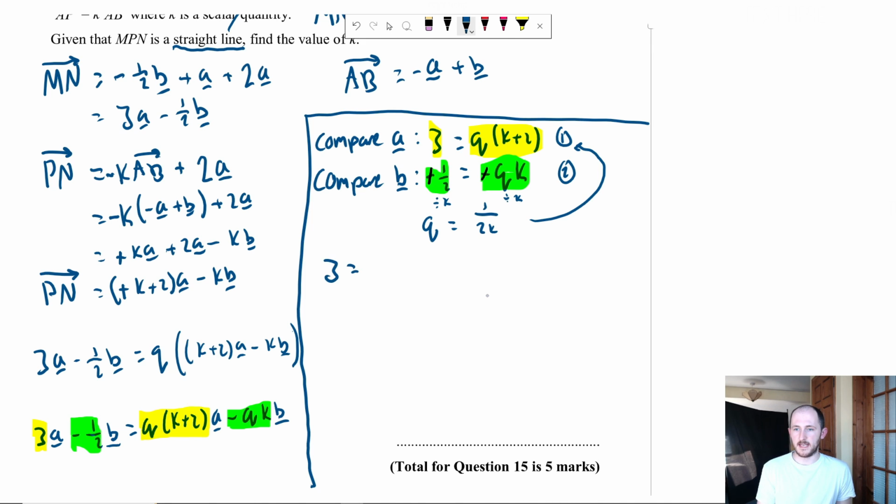So I get 3 equals, q is now 1 over 2k, times k plus 2. So expanding the brackets, I get 1 over 2k times k would be k over 2k, plus 2 over 2k. So I can cancel out k from this fraction and 2 from this fraction. I'll do this really slowly just to hopefully make it make sense.